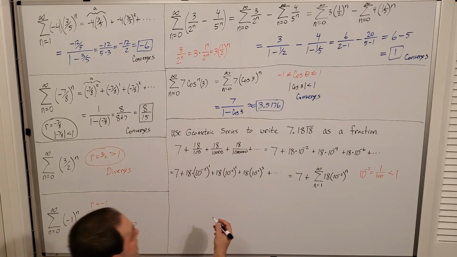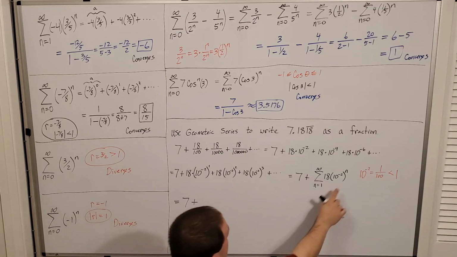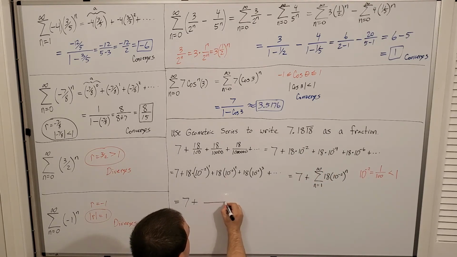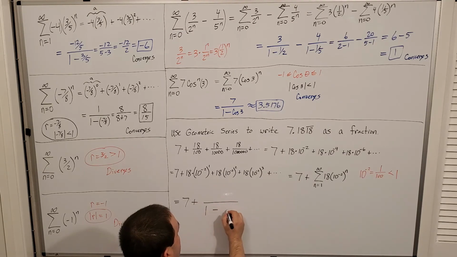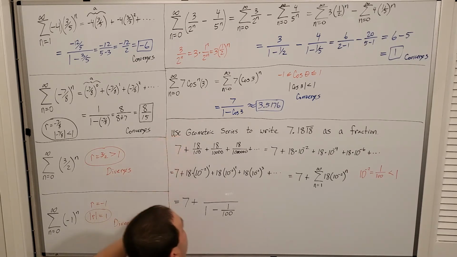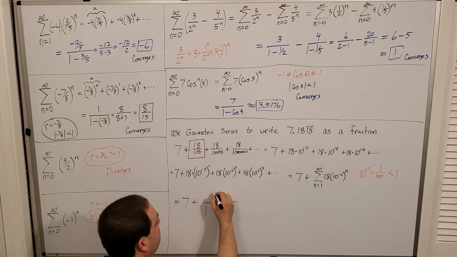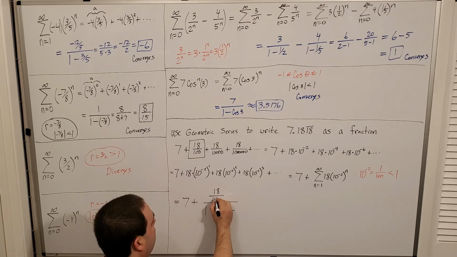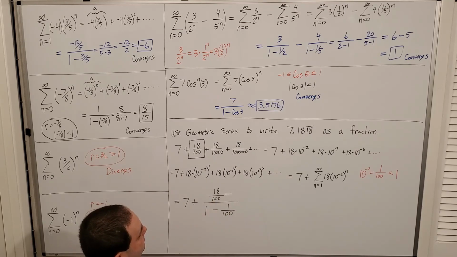Okay, so next, I've got that this is 7 plus. What is this going to converge to? I have to have my a over 1 minus r. So 1 minus r, I'm going to use 1 over 100 for the r. And my a is the first term of the series. Now remember, the 7 is not the first term. The first term of the series was the 18 over 100. So that's what I'm going to use, 18 over 100. And that's the same thing as this one. It's easier to write like this.